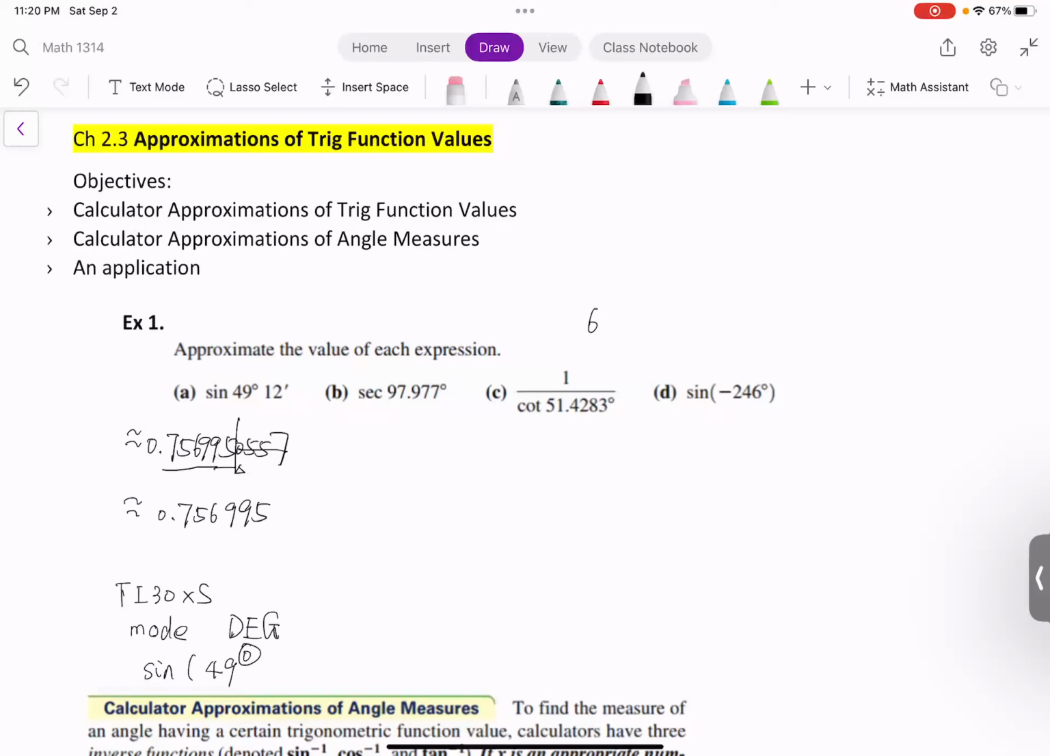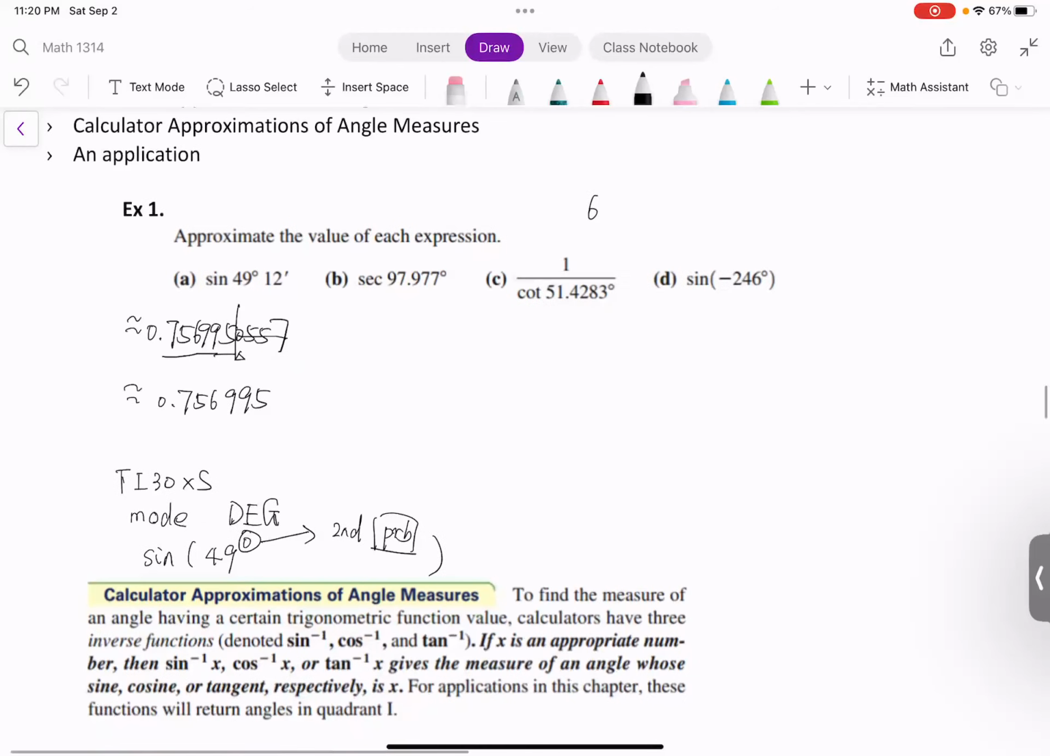How to input the degree symbol? I should click second and then PRB on the TI-30XS. If you want to insert the minutes, you also click second and then PRB, and then highlight the minutes button and hit enter. It will insert 49 degrees and 12 minutes.